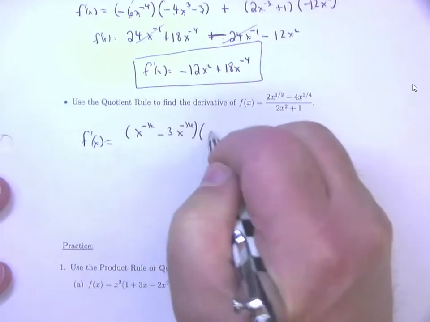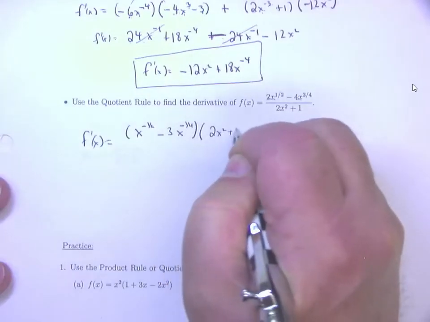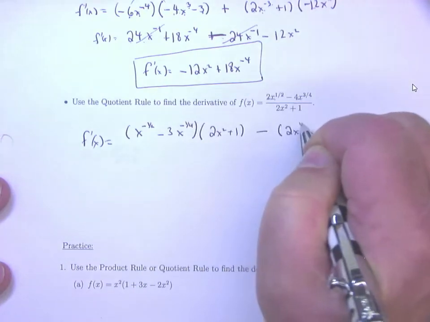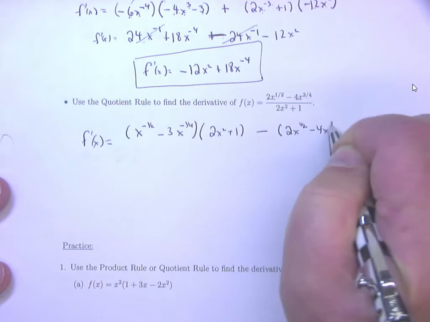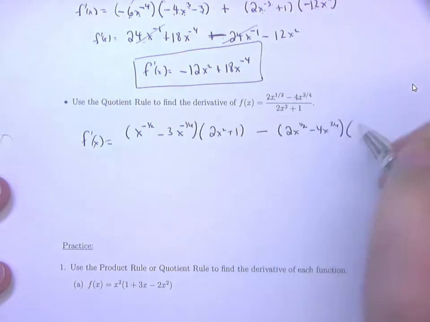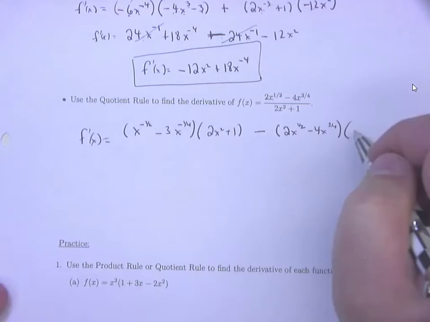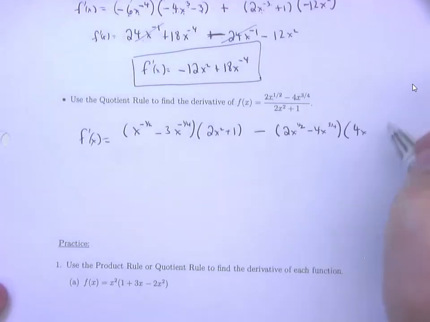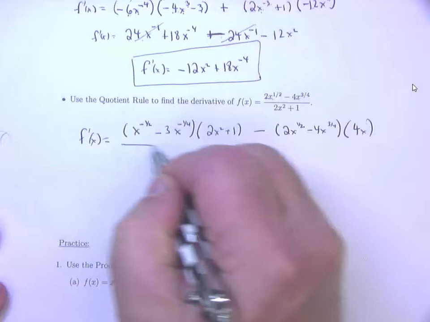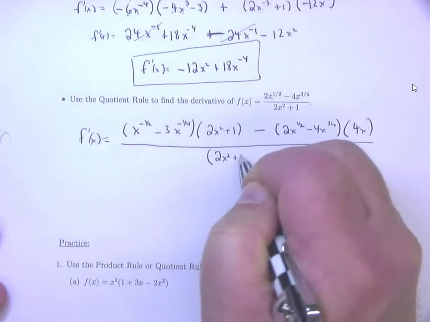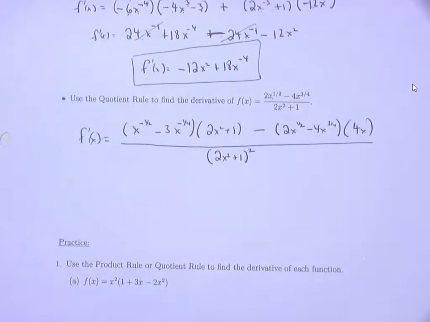Times the bottom, just recopy: 2x squared plus 1. Minus the top, recopy: 2x to the 1/2 minus 4x to the 3/4, times the derivative of the bottom. What's the derivative of 2x squared plus 1? 4x. The derivative of plus 1 is 0. All over, don't forget this guy, the bottom squared: 2x squared plus 1 squared. All over the bottom squared.